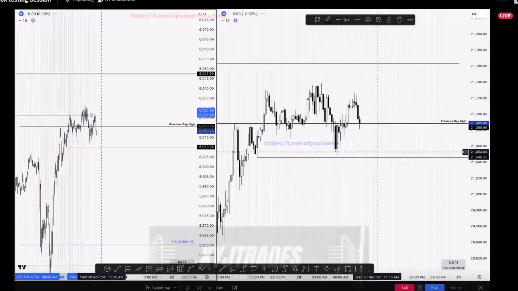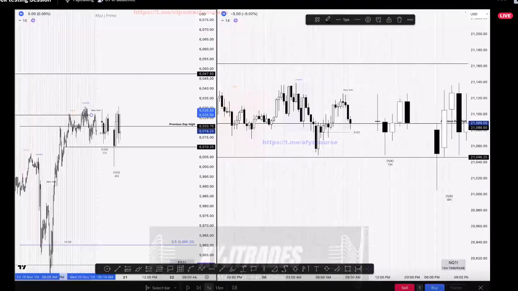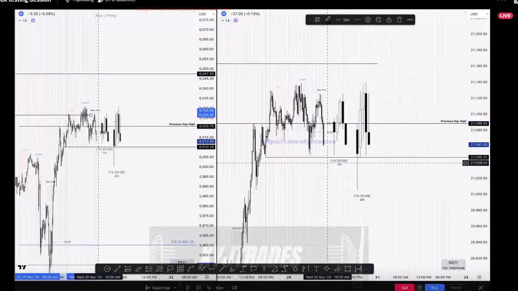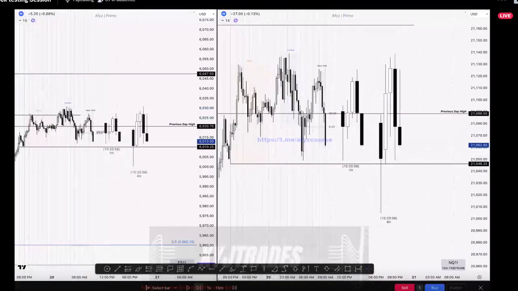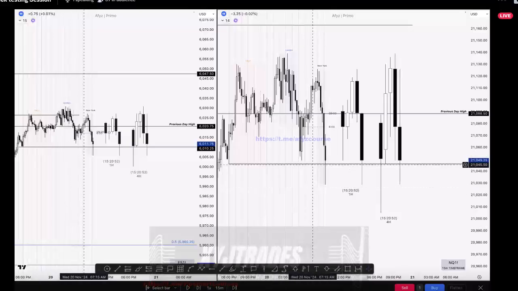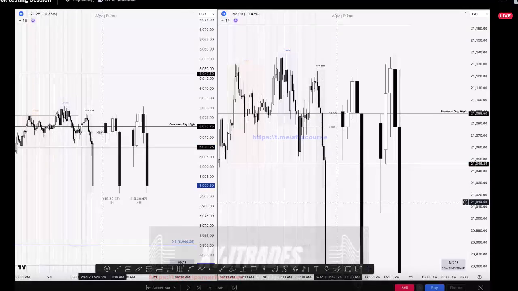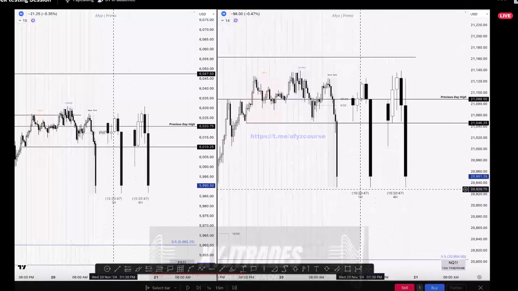Let's go 15 minutes at a time. Okay, there we go. 9 a.m. opens and immediately trades lower. 9:15 comes into these lows. What happens to the equities open? 9:30 absolutely dumps. Great. Perfect.